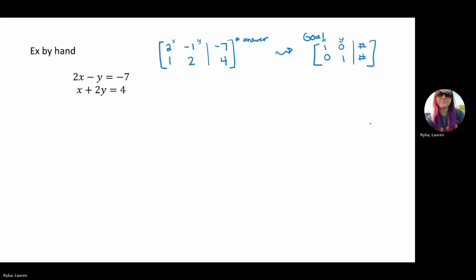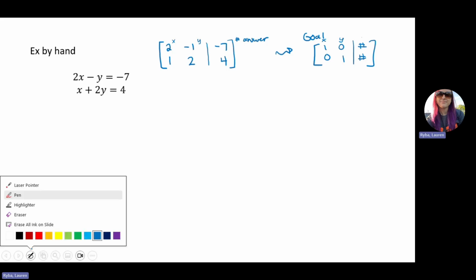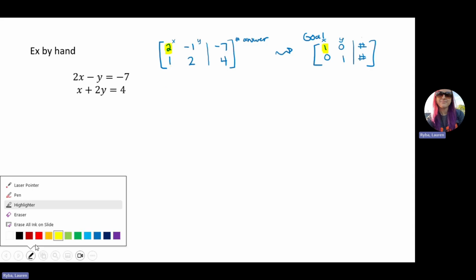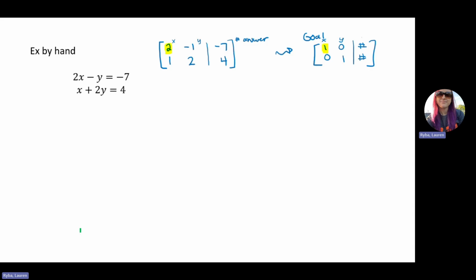So there's an order to this process that we follow. The first step is to turn the upper left corner into a 1. Now we actually have two choices here. I can turn this 2 into a 1, or I can see that there's actually a 1 below it. And I have an option. It's not going to change anything if I just flip-flop the order of these rows. I'm still working with the same two equations.